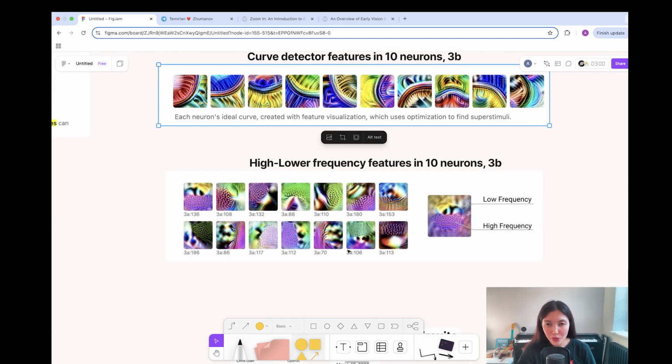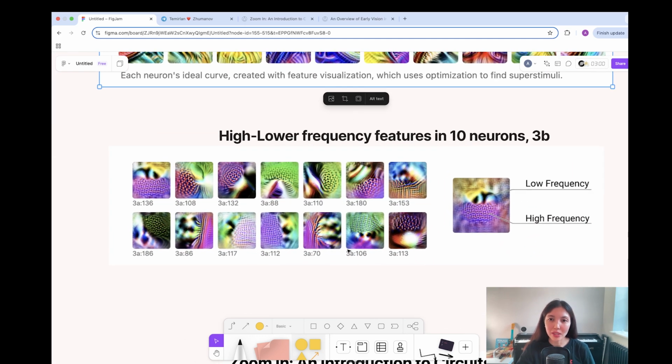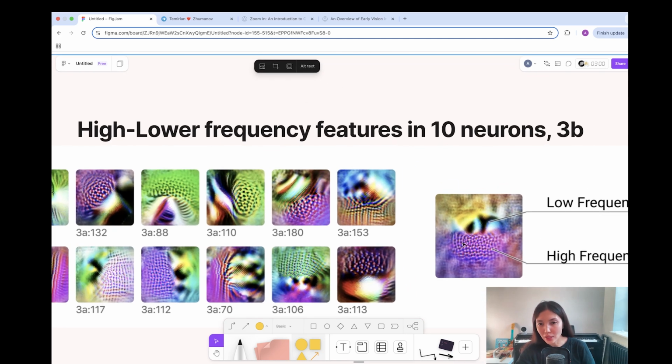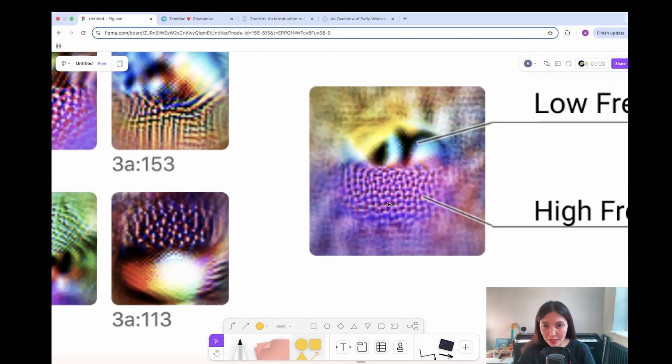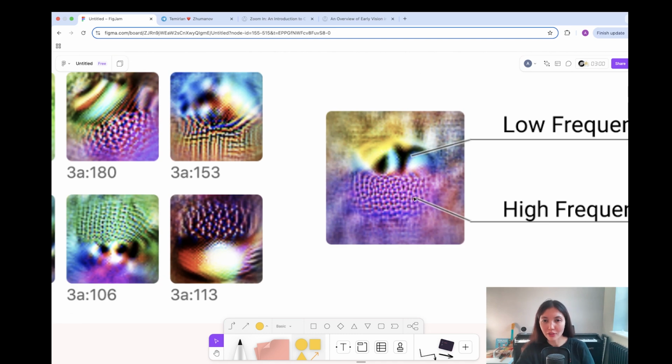Another less intuitive feature that they found in the same model, also same layer 3B, is called high-low frequency detector. And it demonstrates an input to neurons that look for low frequency patterns on one side of the receptive field and the high frequency patterns on the other side. Like if we look closer at this picture, this is a high frequency side and this is a low frequency side.